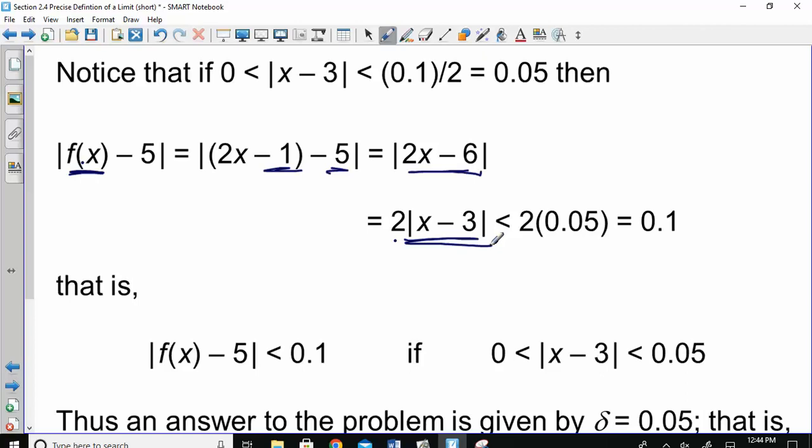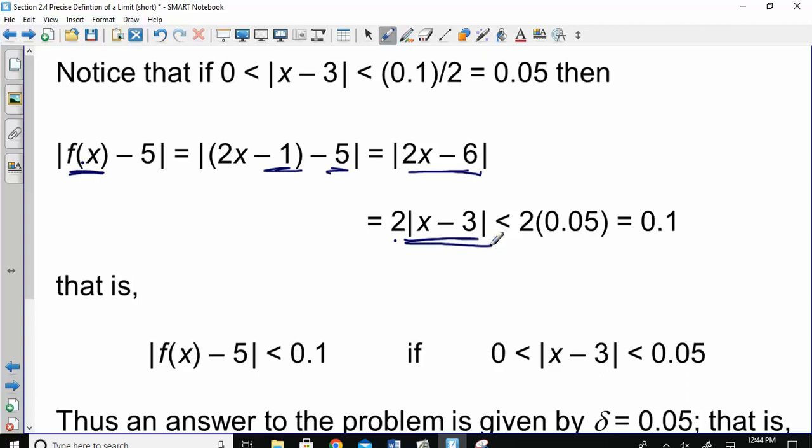So my original statement is basically the absolute value of f of x minus 5. We said we wanted that to be within 1/10, right? And so we've turned this into the 2x minus 1 minus 5. So if I factor out my 2, if I divide my 2 over, that means the absolute value of x minus 3 is less than 0.5.